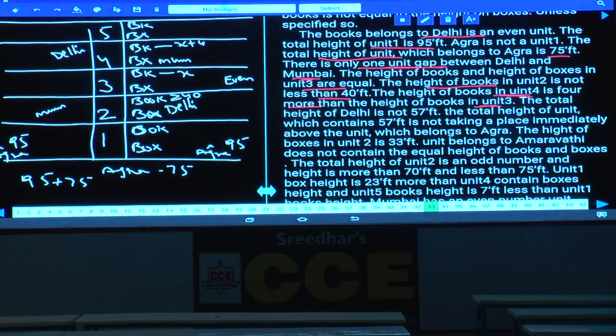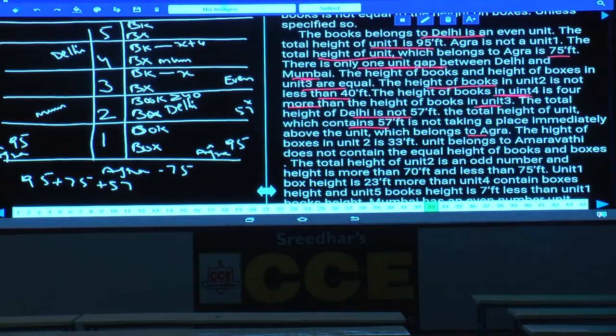The total height of Delhi is not 57, and one more is there, that is 57, and it is not Delhi. Delhi is not 57. The total height of the unit which contains 57 is not taking a place immediately above the unit which belongs to Agra. 57 is not immediately above Agra. 75 and 57 are not adjacent to each other. As 75 and 57 are not adjacent to each other, tell me where can we have this 57 and 75?